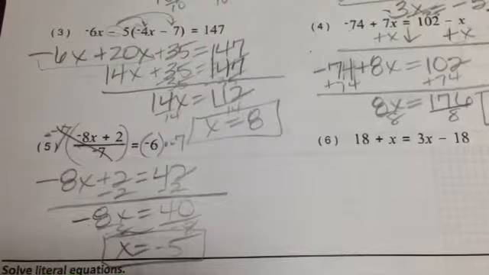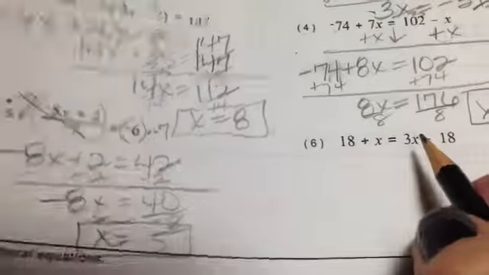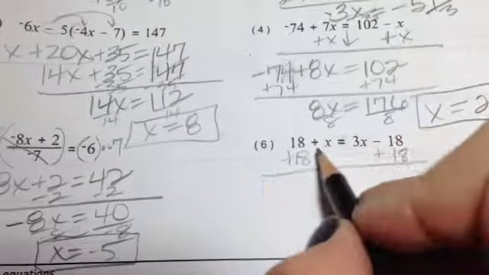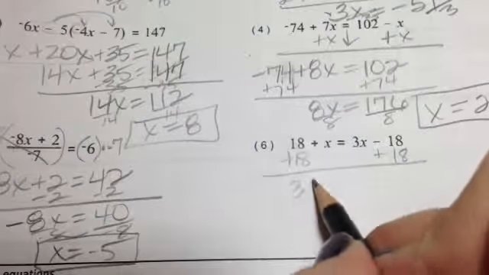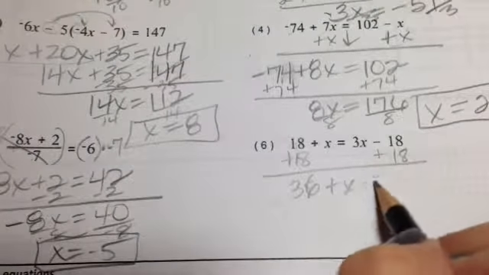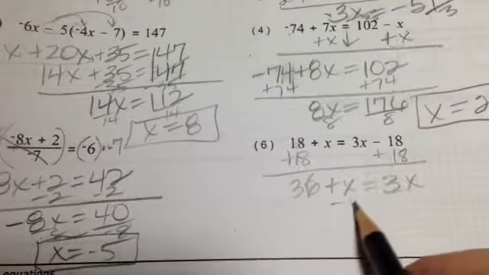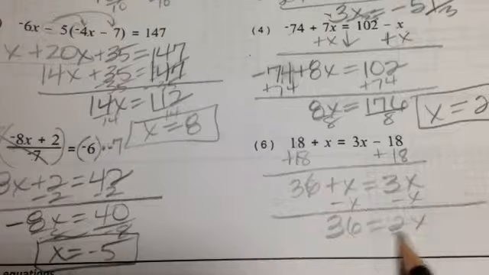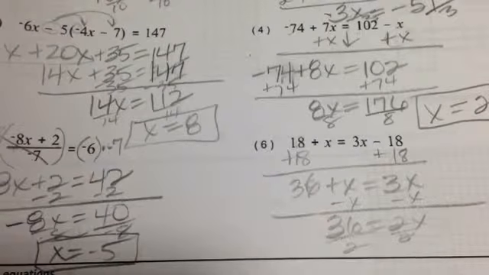Number 6. I'm not going to be picky about, oh yeah, I'm going to start this. Let's see. See if I can avoid negatives all around. 18 plus 18 is 36, plus x equals 3x. Take away x. 36 equals 2x. When I divide by 2, x is going to be 18.